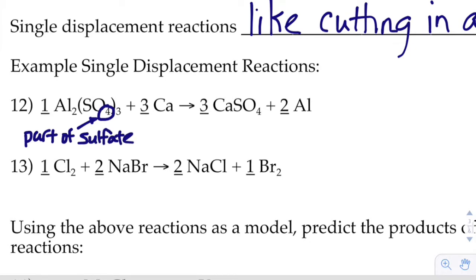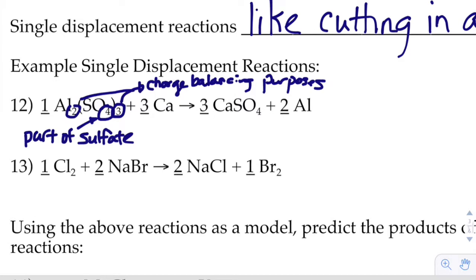That's just part of sulfate. The 3 is here for charge balancing purposes. Same with the 2, right? The 2 is there for charge balancing purposes. You don't have the little numbers that are there for charge balancing purposes on the left. They don't follow. If it's part of what an ion is, then it does come over to the other side.